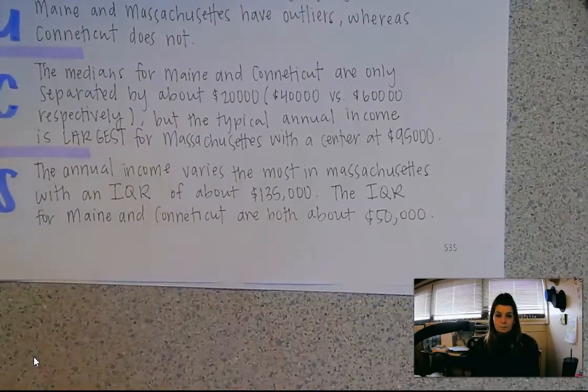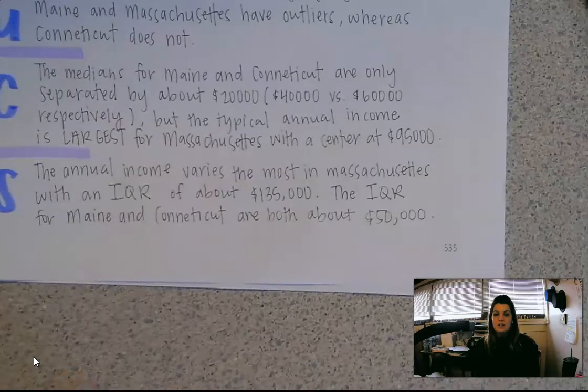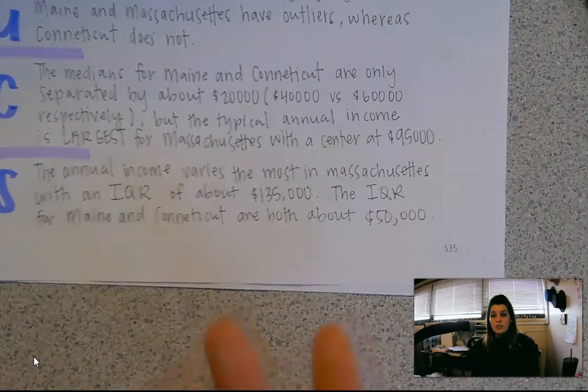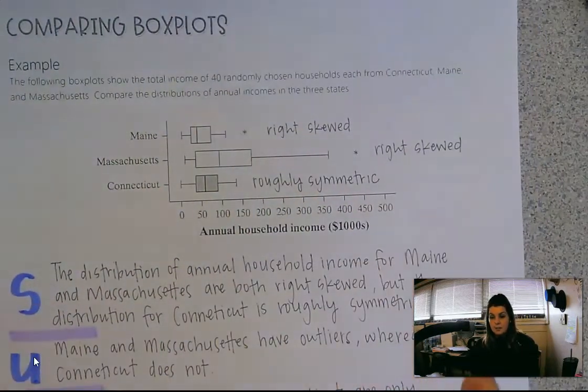For spread, annual income varies the most for Massachusetts, with an IQR of 1/3000. The IQR for Maine and Connecticut are both about 50,000. So once again, you can say the annual income varies the most in Massachusetts with the largest IQR, and it's less for Maine and Connecticut, and they have about the same IQR. And then you leave out all these values so that you don't have to waste time on that.